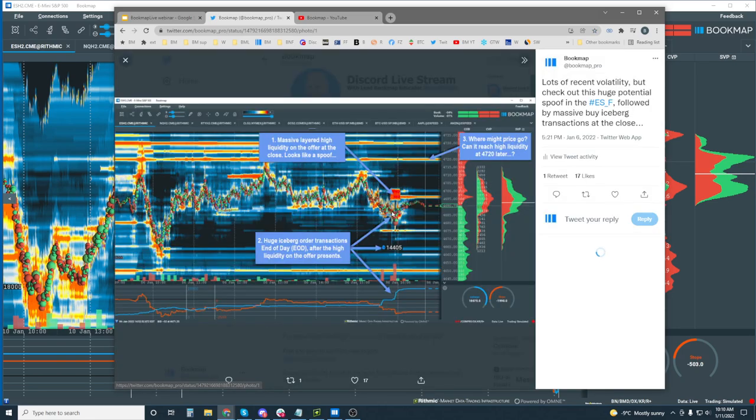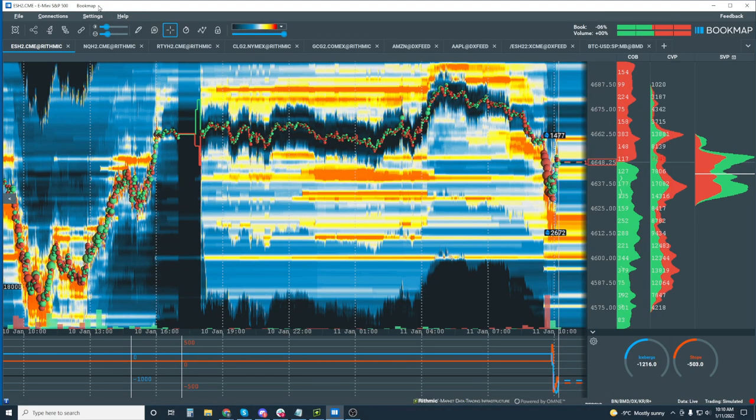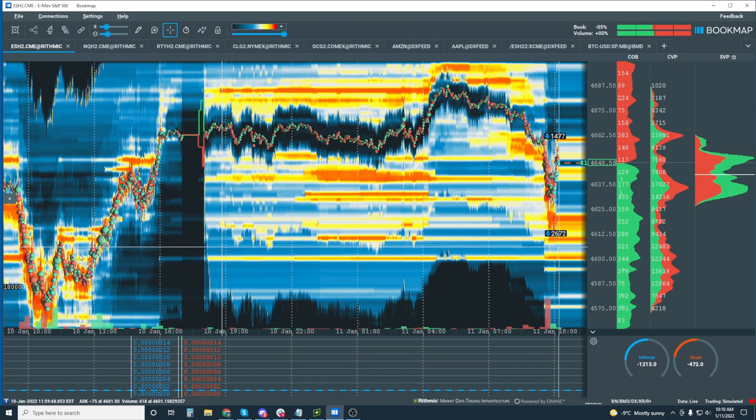Also, we saw some of the higher time frame. This was from a few days ago, the 6th of January last week. Some massive icebergs. We've seen massive icebergs buying for a number of days now. Okay, so how does that apply? Well, here's how it applies.